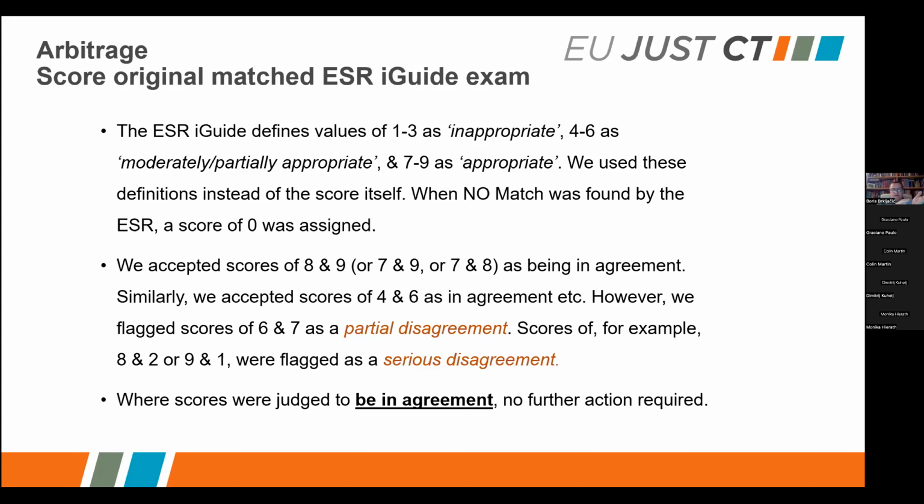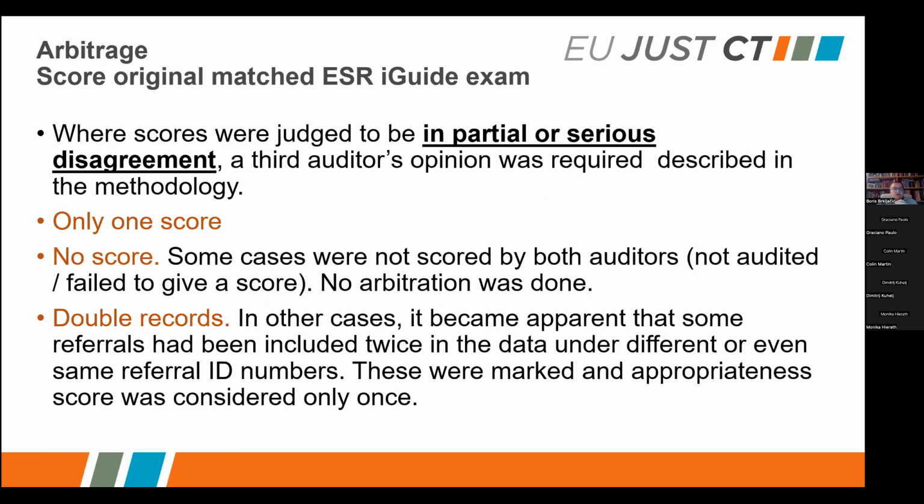But if one auditor flagged the score as 6 and the other one as 7, so in another group, this was called partial disagreement, and then we did arbitration. When scores were judged to be in agreement, no further action was required.